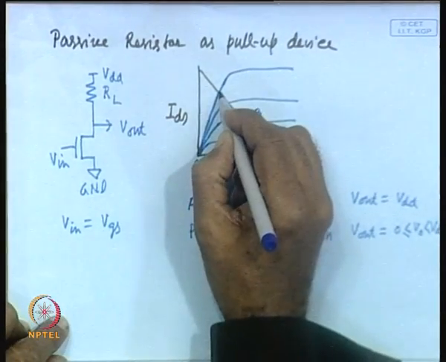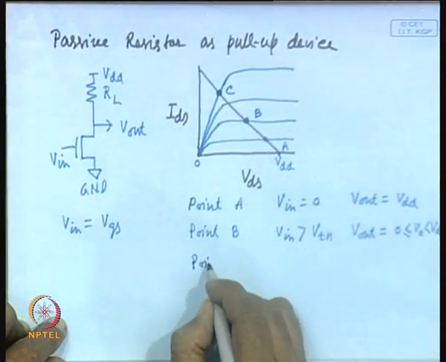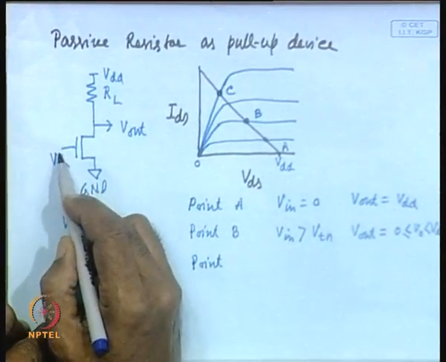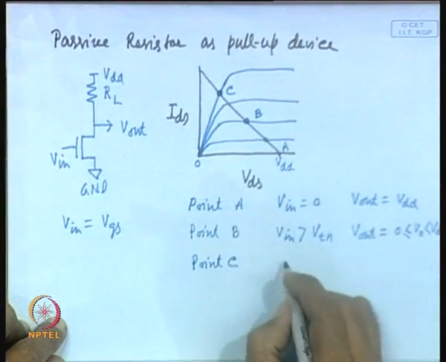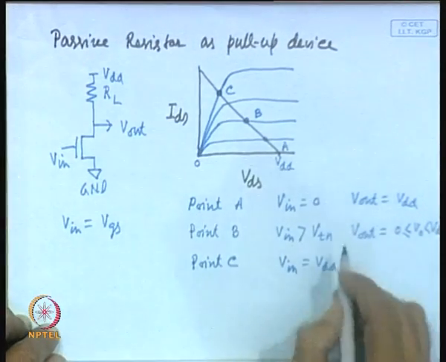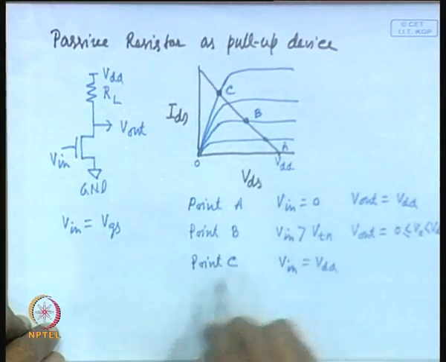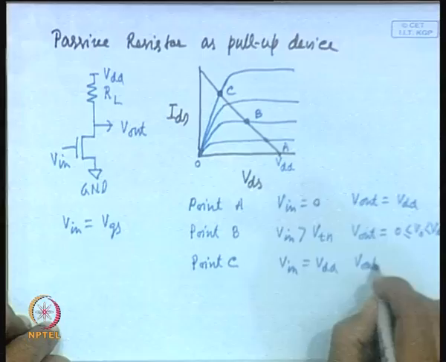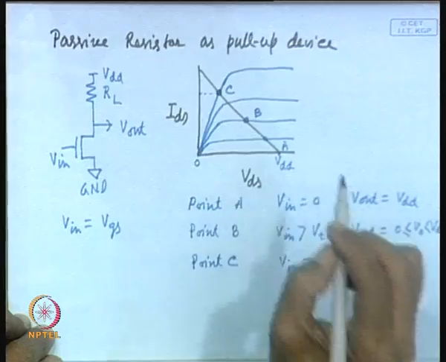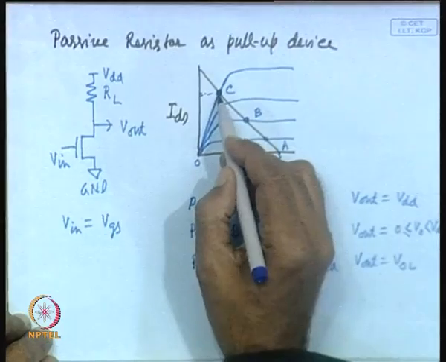Now, let us consider point C. Point C represents when you have applied an input VDD, so V in is equal to VDD. Point B is where V in is greater than VTN but less than VDD, which I have not written. In this case, V out is equal to VOL. This is actually VOL, and this point will represent that.